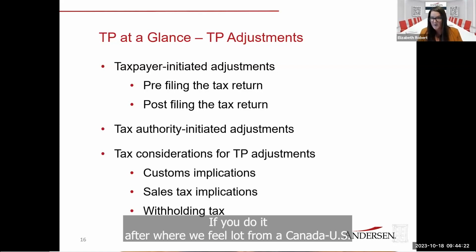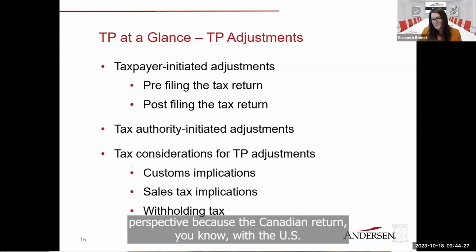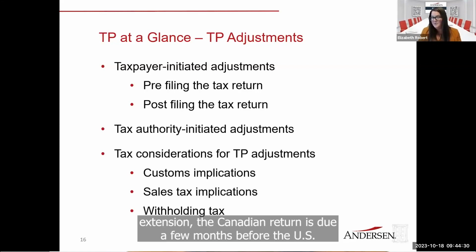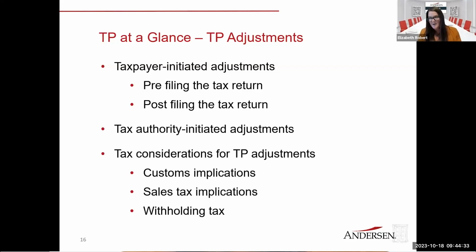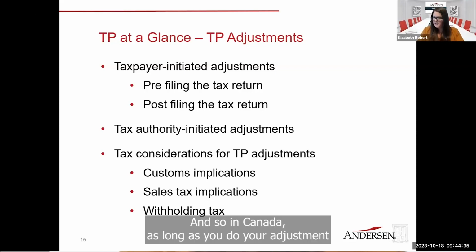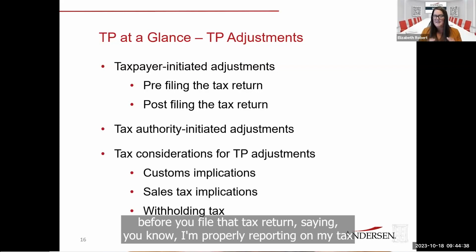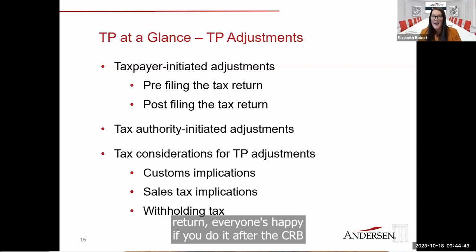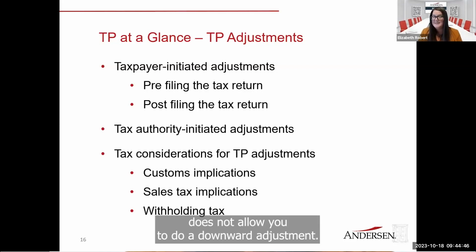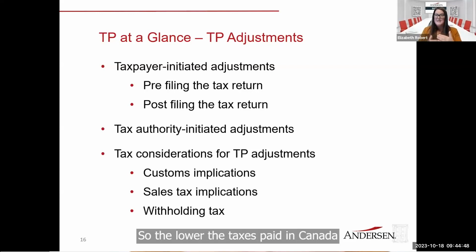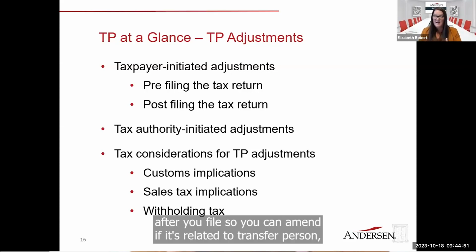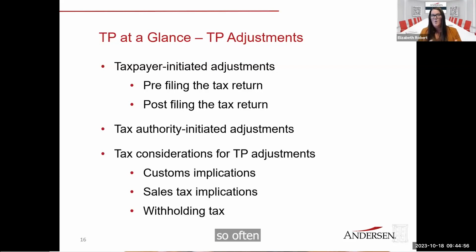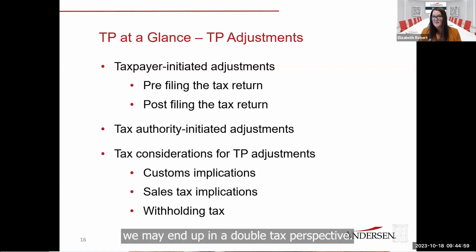If you do it after, where we see a lot from a Canada-US perspective, because the Canadian return, with the US extension, is due a few months before the US return, in Canada, as long as you do your adjustment before you file that tax return, saying I'm properly reporting on my tax return, everyone's happy. If you do it after, the CRA does not allow you to do a downward adjustment, to lower the taxes paid in Canada after you file. So you can't amend if it's related to transfer pricing. So often we may end up in a double tax perspective.